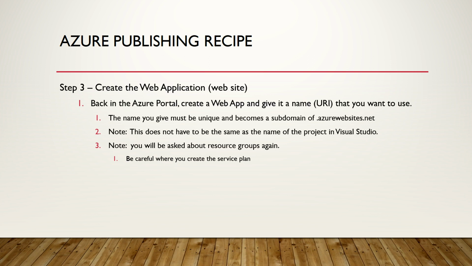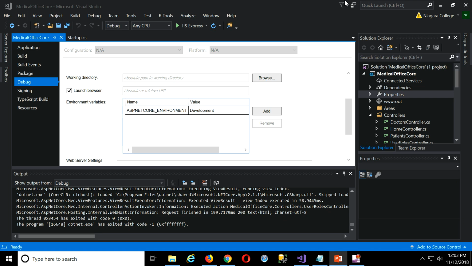Create the web application. We could do this up in the portal as well and then just publish to it. So back in the Azure portal, we'll create a web app with whatever name we want to give it. It doesn't have to be the same as our project name, by the way. This is basically going to be the name of the website, .azurewebsites.net, whatever we give it. And we should probably put it in the same resource group as well.